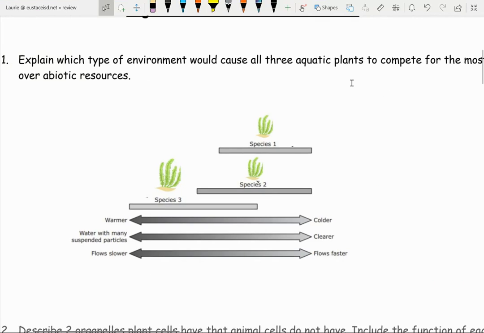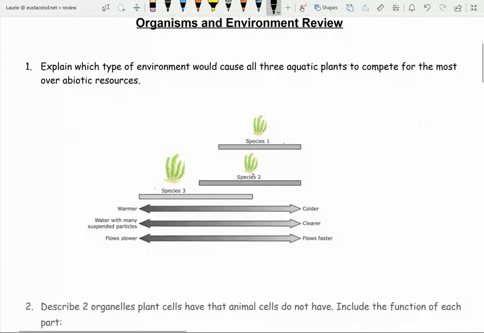Okay, so I'm going to go over the test review with you guys. I think the first question is the one everyone struggled with the most, and this is a type of diagram that they show on the STAR test. So you do need to understand how to break this apart.